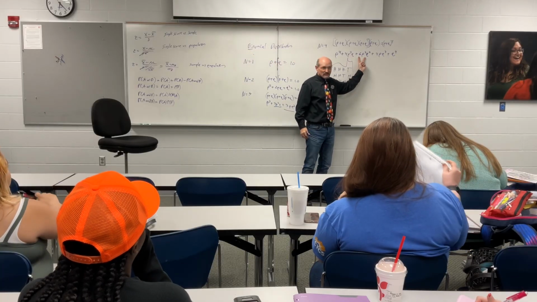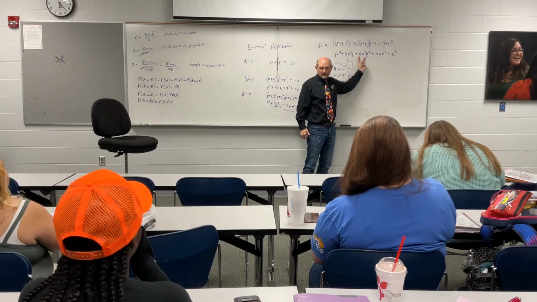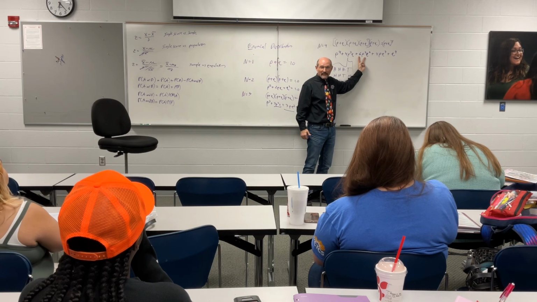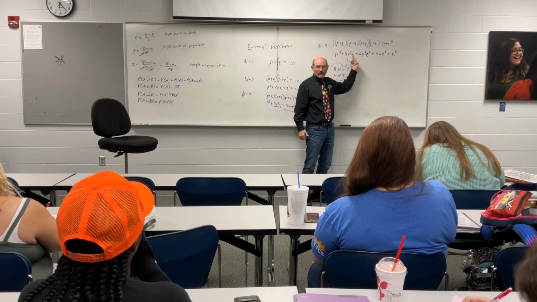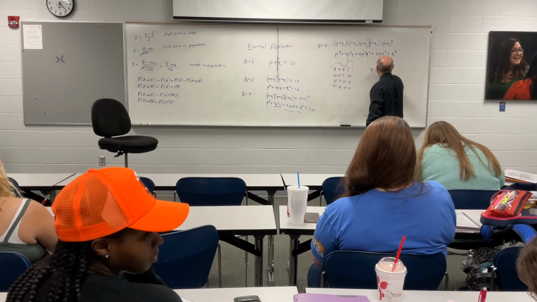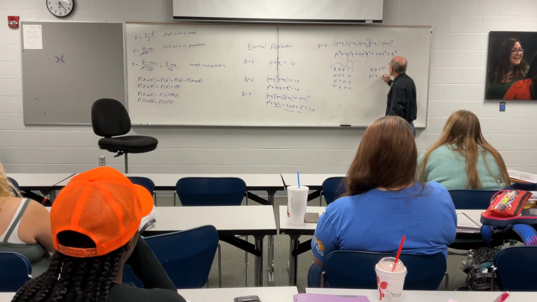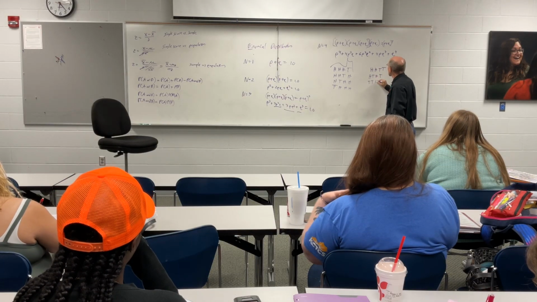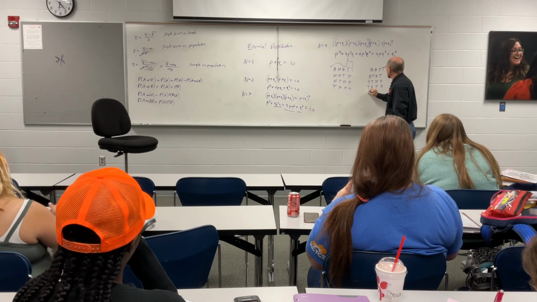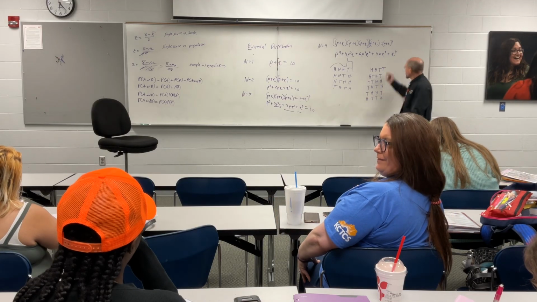Middle term here, P squared, Q squared. How many heads, how many tails? 2 each. 2 heads, 2 tails. How many ways to do that? 6, which is what the coefficient represents. So I have 2 heads, 2 tails. I can have heads, heads, tails, tails. I can have heads, tails, heads, tails. I can have tails, tails, heads, heads. I can have tails, heads, tails, heads. I can have tails, heads, heads, tails. I can have heads, tails, tails, heads. That's the 6 ways to do it.